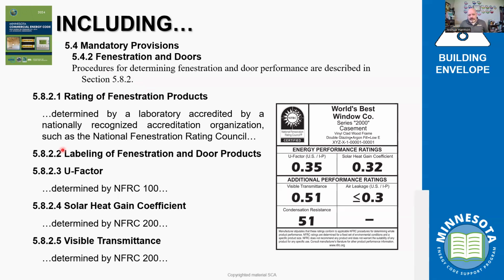Well, we'll talk more about fenestration next week when we get into the plan review associated with fenestration. But again, we're expecting that there's going to be some rating system that's determined by an accredited lab, that they're going to determine the U factor using the appropriate standards, the solar heat gain, the visible transmittance, all those directives, right, on how we verify that it performs the way it's supposed to, is written in section 5.8.